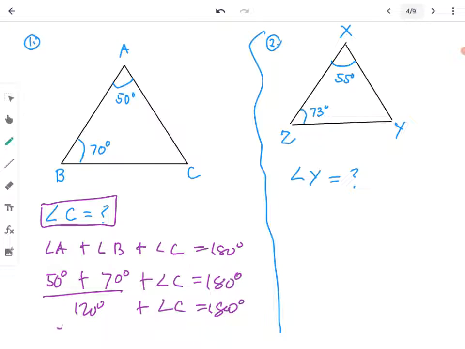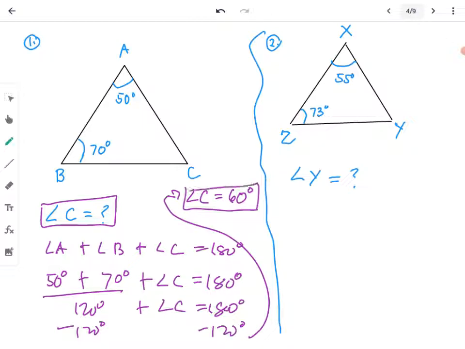Applying the linear equation, we subtract 120 degrees from both sides. We now know that angle C, 180 minus 120, is actually 60 degrees. So as you can see, 60 plus 50 plus 70 is actually 180 degrees. So in this problem, we solved for the unknown angle of triangle ABC. That unknown angle was angle C, and we found out that angle C is 60 degrees.